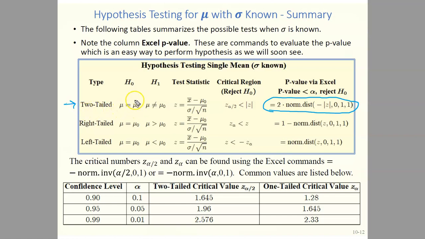So mu was equal to 200, and we were testing against the alternate that mu does not equal 200, recall. So this is the command that we use right here. If we had a right-tailed test, we would use this command. If we had a left-tailed test, we would use this command. So with z equaling 1.547, let's evaluate this using Excel. And I'll show you how to do that here.